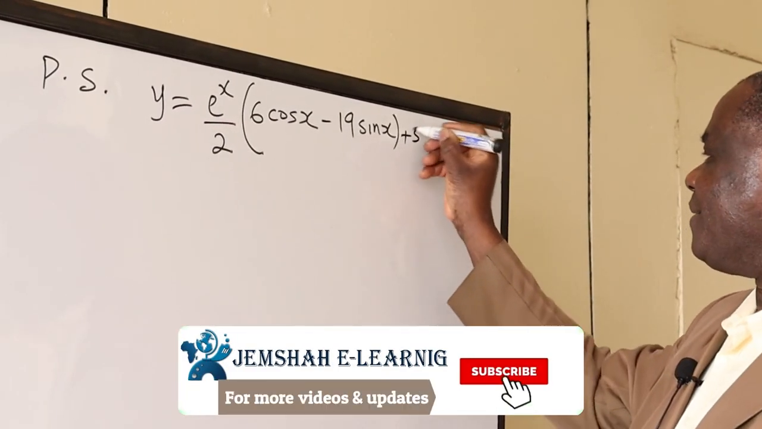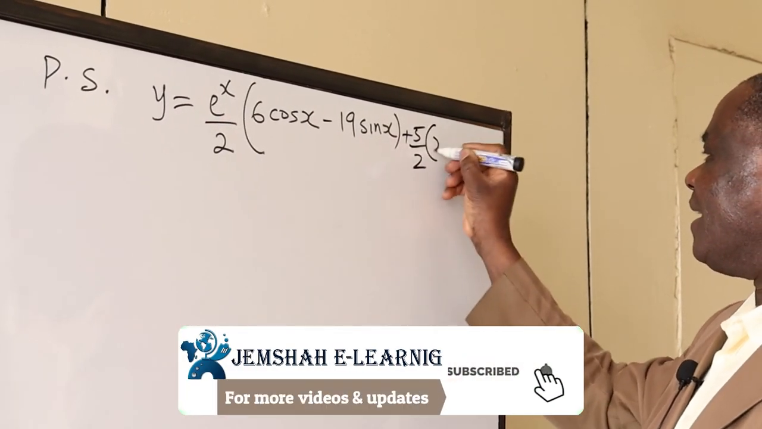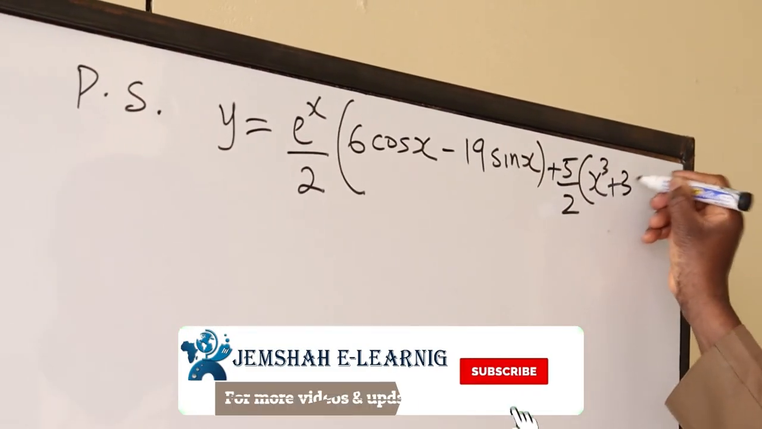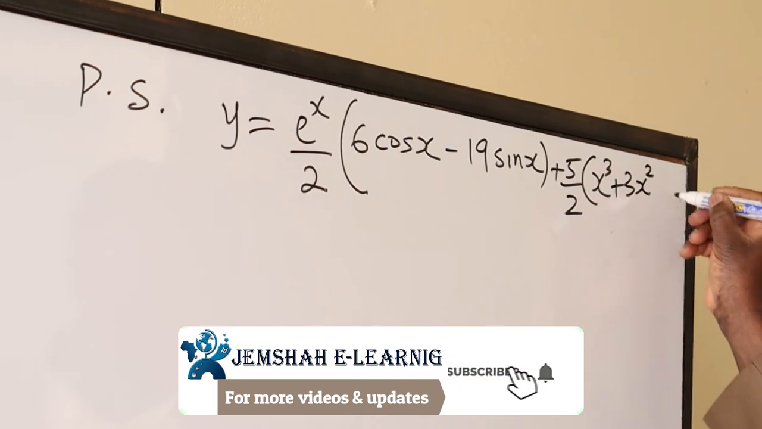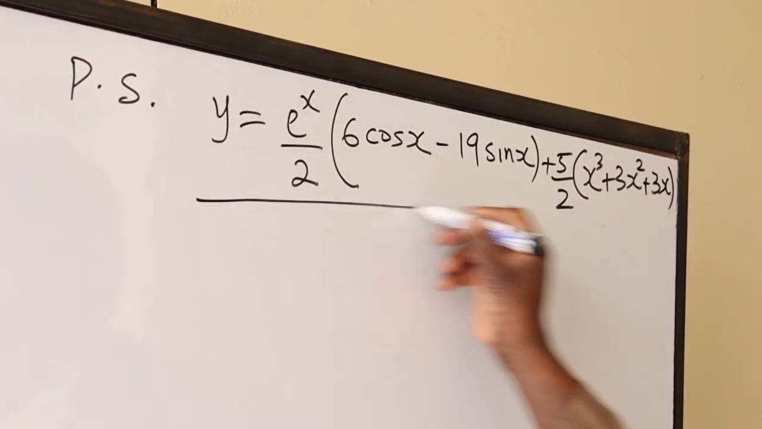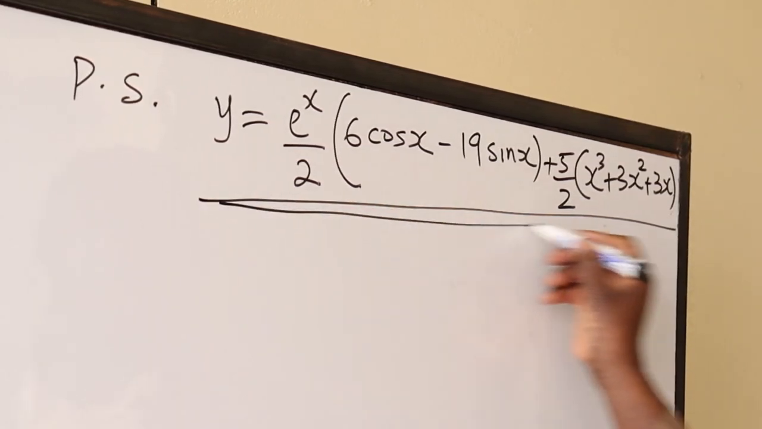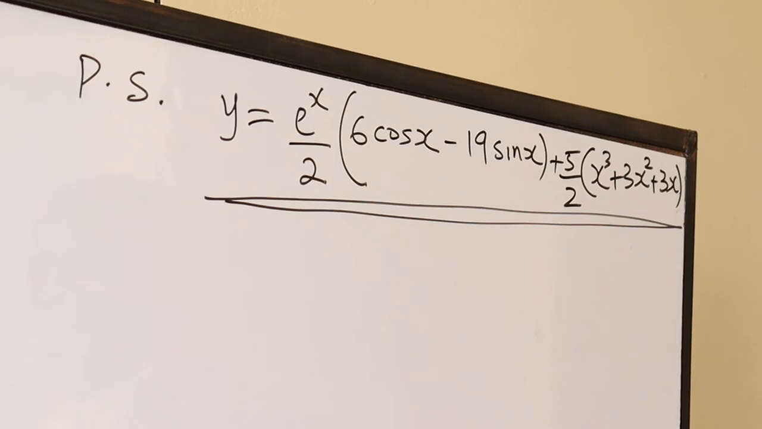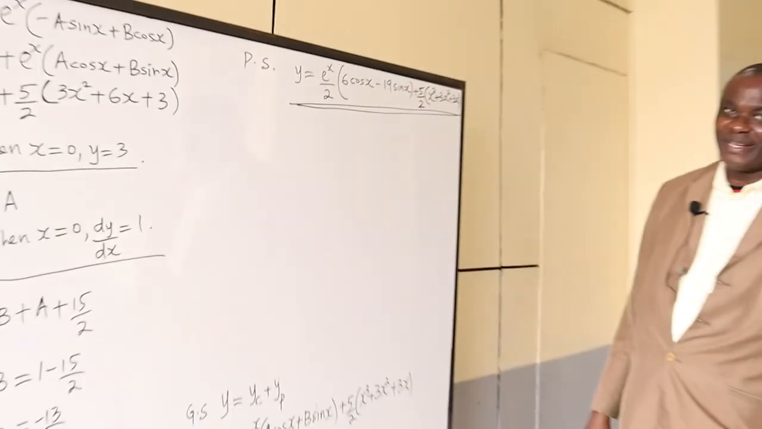plus 5 over 2 into x cubed plus 3x squared plus 3x. And that is the solution to that differential equation when worked from the operator method.